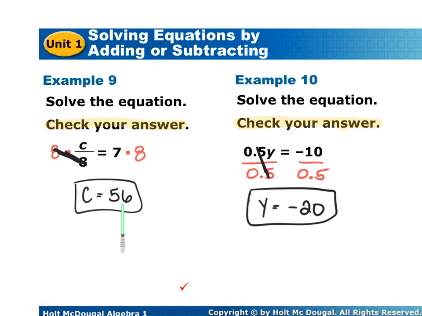What you would do is you would take your answer and plug it in for the letter. So here we got c was equal to 56. You would go 56 divided by 8, and you should get out 7. Over here, you would plug in negative 20 for y, and 0.5 times negative 20 should give you negative 10. That's how you would check it. You plug it back in and solve it.